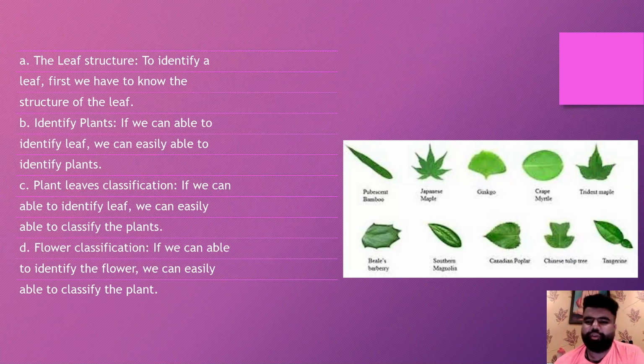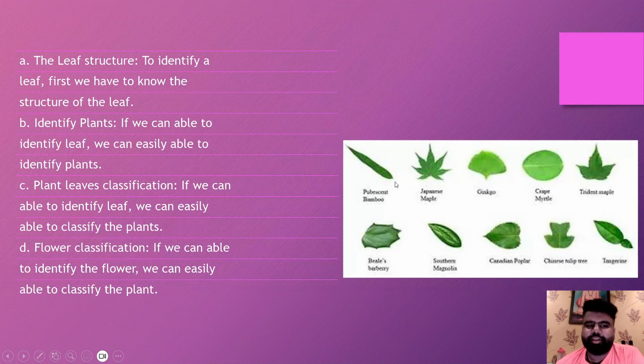As you can see in this image, there are very different kinds of leaf structures. On that basis we can identify that plant. If we are able to identify the leaf, we can easily find that plant. So the basic identification for that plant is the leaf structure. The leaf structure can help us to identify the plant.